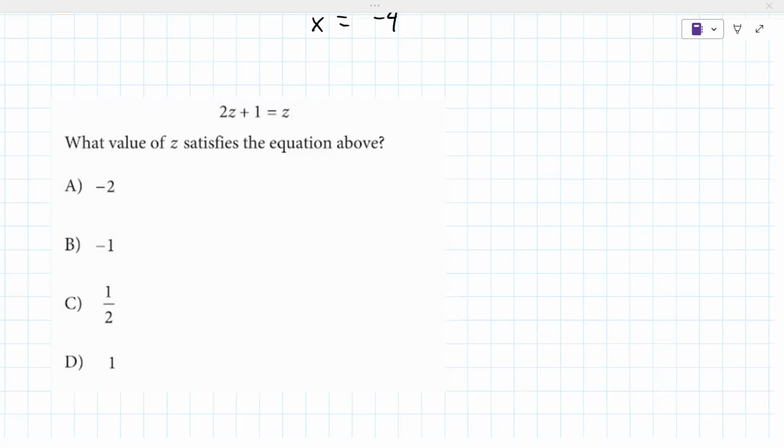It should be B, -1. Okay. And how confident are you in your answer? I am decently confident in it. Okay. All right. That is the correct answer. We want you to have more confidence in your answer. Good job on that.